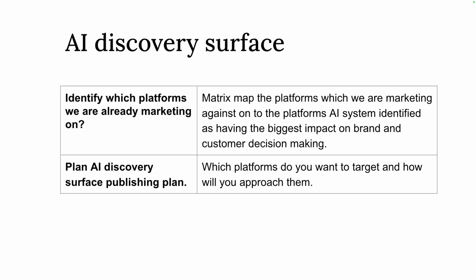And then the AI discovery, surfacing, publishing plan. Which platforms do you want to target? How would you approach them? There's a different way of approaching Wikipedia versus Reddit versus YouTube and the rest. And each platform you would need to think about strategically, because if you get it wrong, then it will influence your large language model validation process.